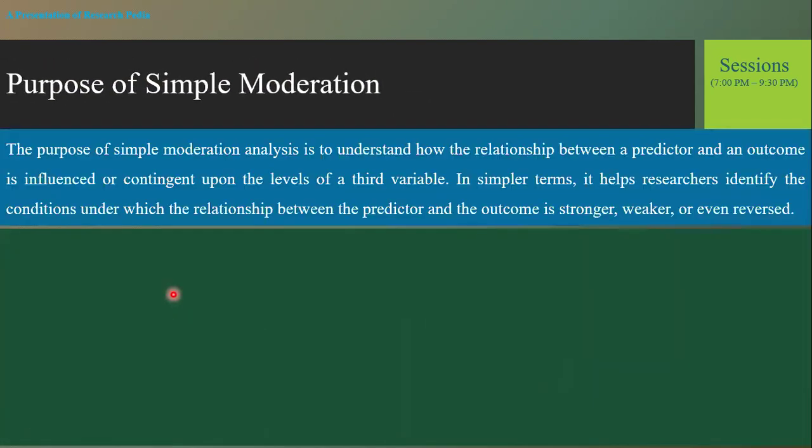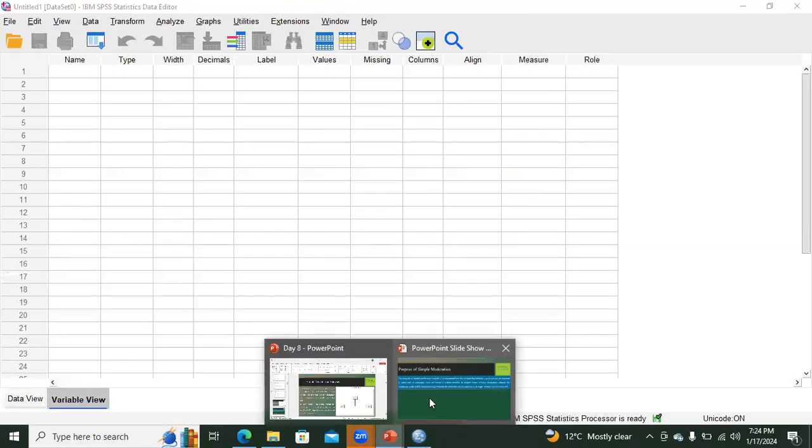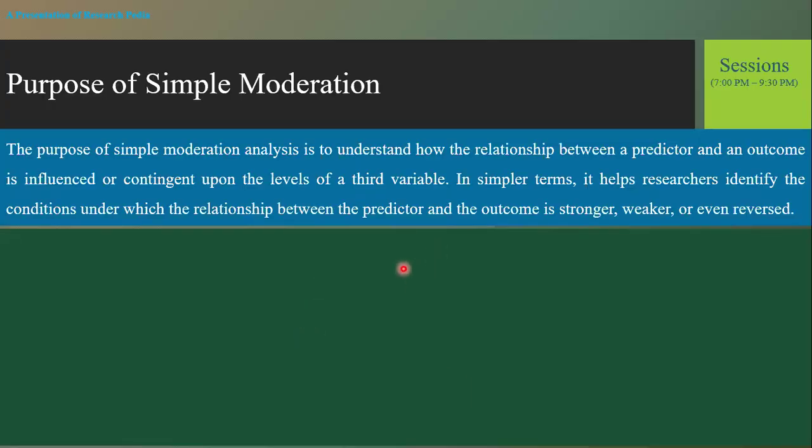What is the purpose of simple moderation? The purpose of simple moderation analysis is to understand how the relationship between a predictor, meaning the independent variable, and an outcome, which is the dependent variable, is influenced by or contingent upon the level of a third variable, which is a moderator. In simple terms, it helps researchers identify the condition. Just a minute, let me complete this slide and then we will go towards SPSS. All right, the condition under which the relationship between the predictor and the outcome is stronger, weaker, or even reversed.